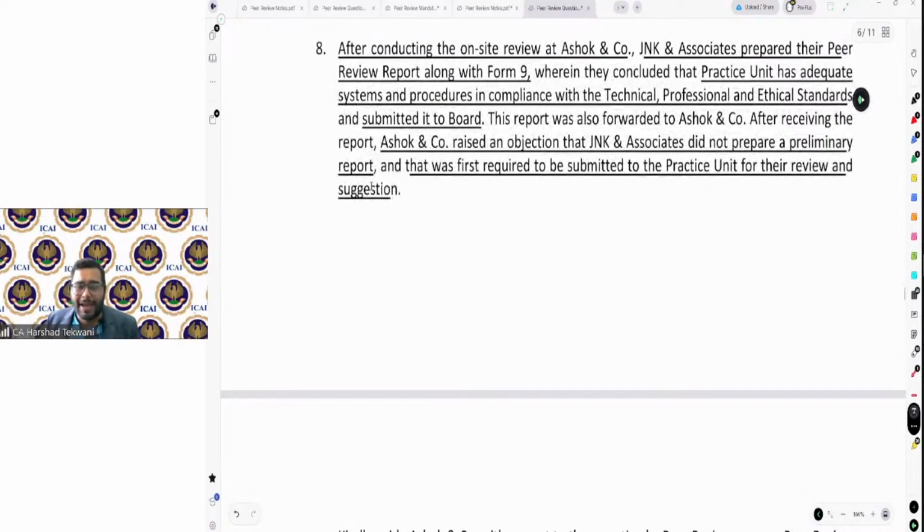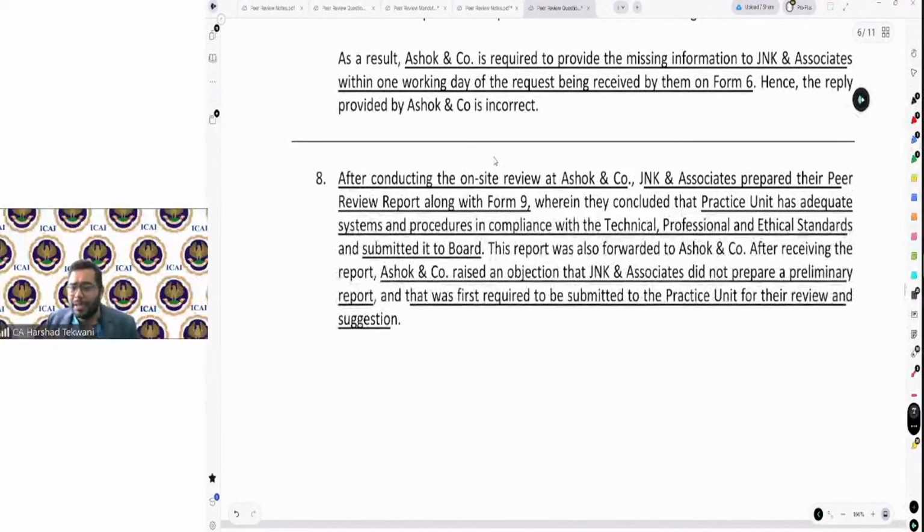Now you need to tell whether there is any requirement for the preliminary report, and any requirement with respect to the suggestions and review of the report by the practice unit or not.